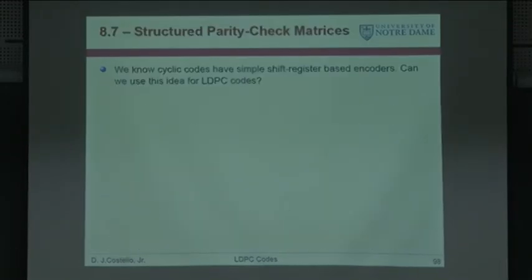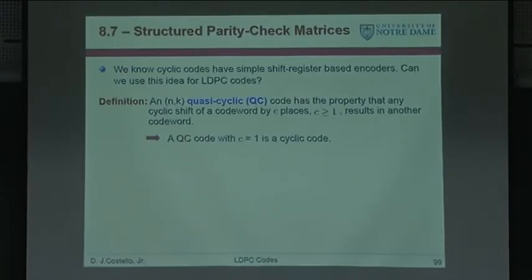Okay, so the next thing, we want to talk now about some structured parity check matrices. We've been talking a lot about random constructions. And random constructions are nice because you can analyze distance properties, you can use density evolution to analyze thresholds, etc. But structure is nice for implementation.